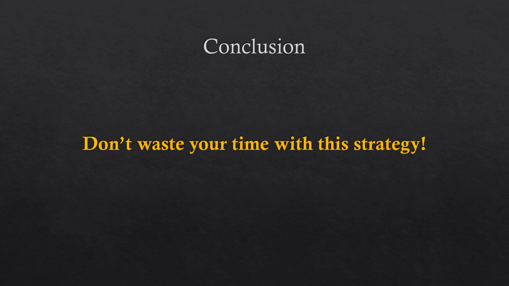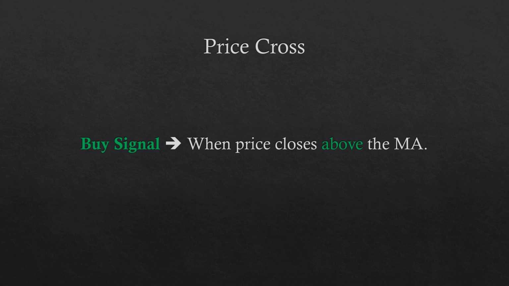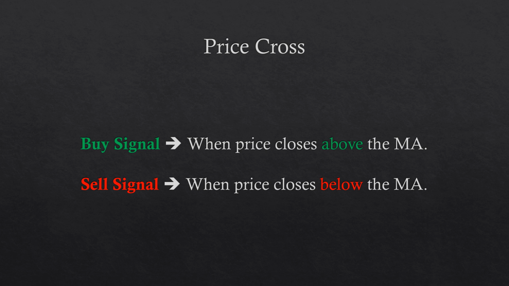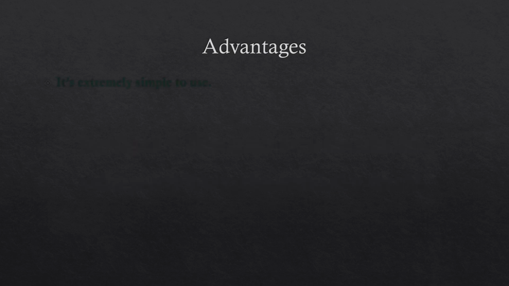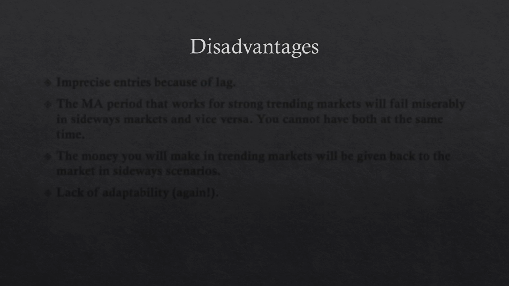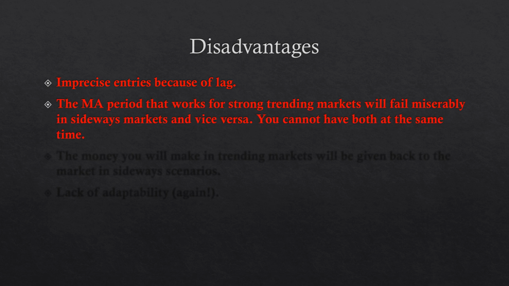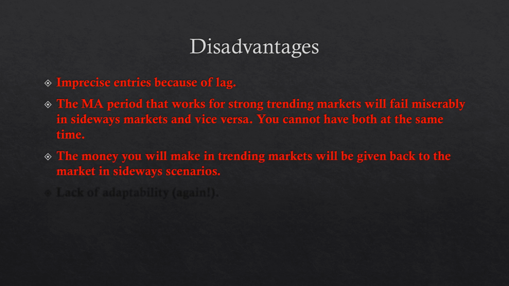The next common technique we're going to analyze is the price cross. This is also extremely simple. The buy signal happens when price closes above the moving average, and the sell signal happens when price closes below the moving average. Once again, the only advantage of this technique is that anyone can apply it because of its simplicity. You can take a person who has never heard of trading and teach her how to do this in less than an hour. Not surprisingly, the disadvantages are exactly the same as the previous technique. We have the lag, the fact that MA periods that work for trends will not work for sideways markets and vice versa, the fact that the money you will make in one market scenario will be given back in other market scenarios, and the lack of adaptability issue.